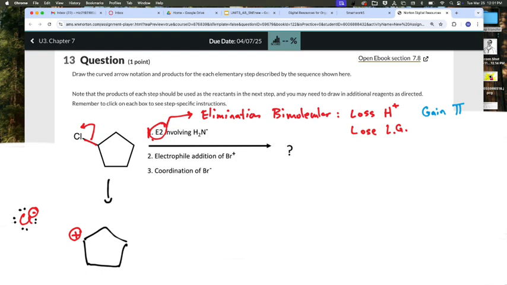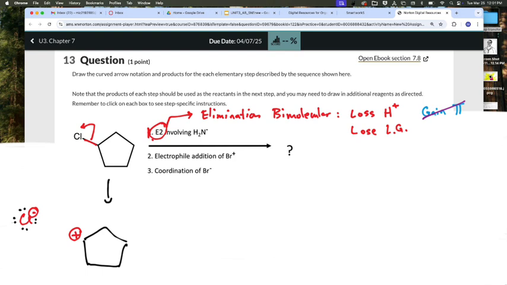No. Why not? It's got a pi bond. I don't see the formation of a pi bond, and I haven't seen the loss of the H+. Okay? So now I've got to figure out what I want to address. I'm going to argue that the gain of the pi bond is actually irrelevant to the overarching mechanism, and we can ignore it. There's really only two things that are happening. I need to lose a leaving group, and I need to lose that H+.